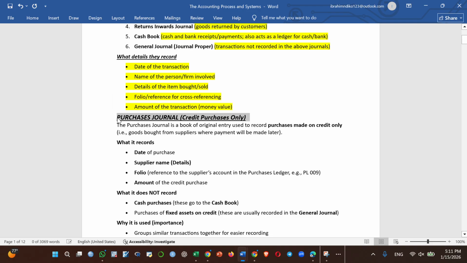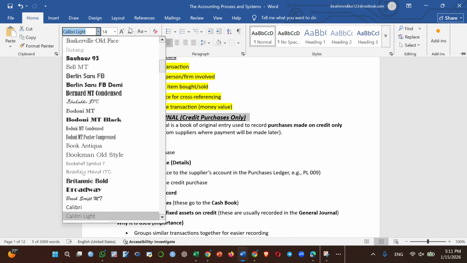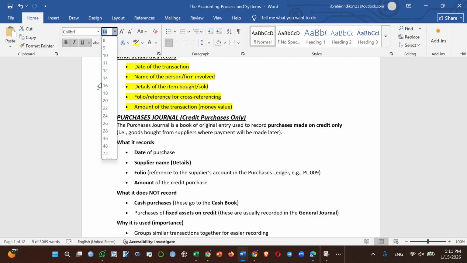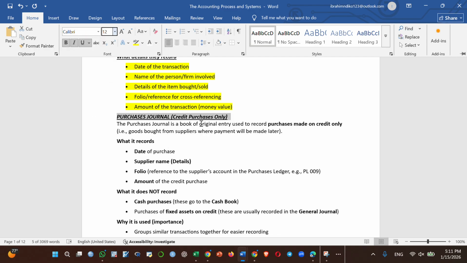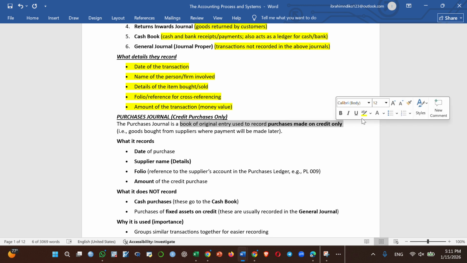Purchase journal. We have said the purchase journal is used to record only the items which were bought on credit. So the purchases that were made on credit. That is the most important aspect of the purchase journal. It is a book of original entry used to record the purchases that were made on credit only. Remember the keyword here is credit. Those items that were made on credit.